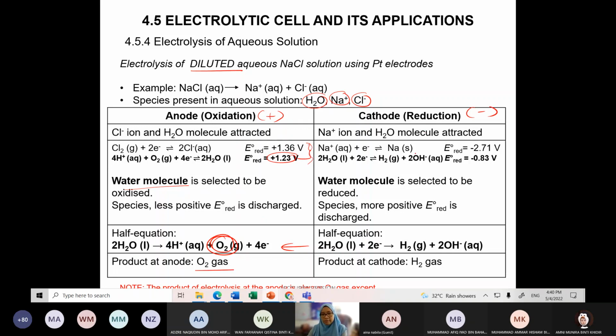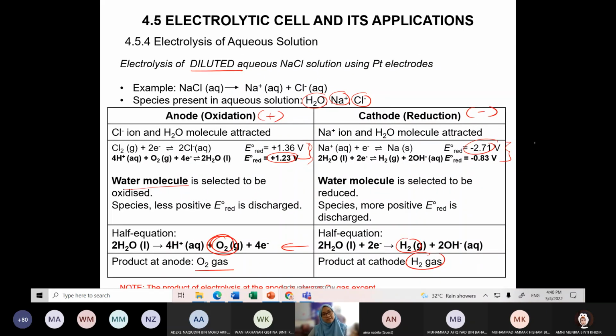The cathode, on the other hand, we compare, and we want the more positive value. As you can see, the value for sodium is very negative, very far. The value is very different, a large difference. So water will be selected again. In this case it will produce H2. So this is the equation, and H2 gas will be produced.